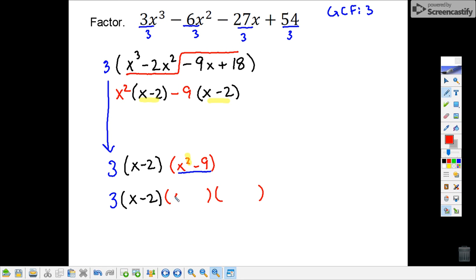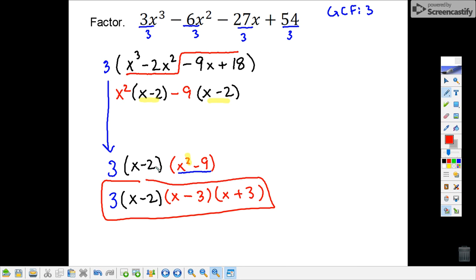Since it's x squared, we know x times x gives me x squared. And we have a negative 9. That means one number should be negative, one should be positive. Well, we know 3 times 3, or 3 squared, gives us 9, so we're going to put 3's at the end. At that point, I would now be done with the problem. That's grouping method.